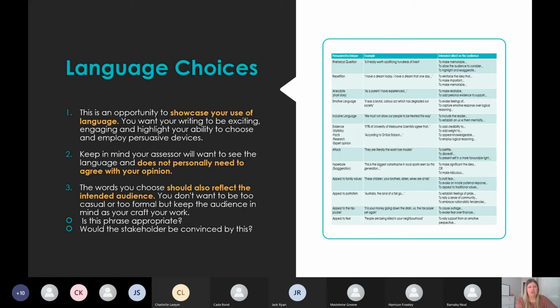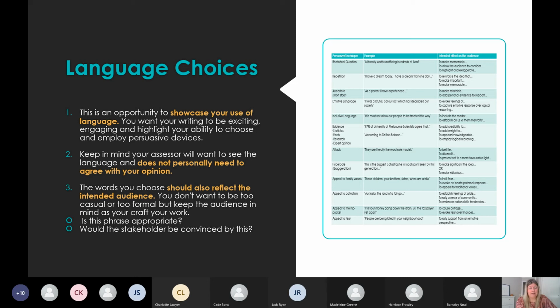This is an opportunity to showcase your use of language. Don't be boring. Don't be safe. Be outrageous. Be creative with your language. You want your writing to be exciting, engaging, and highlight your ability to choose and employ language devices.